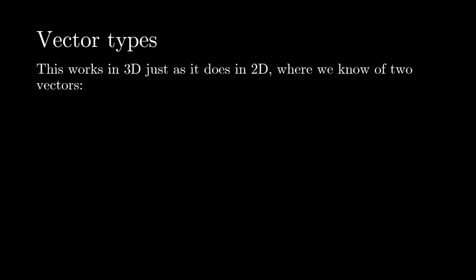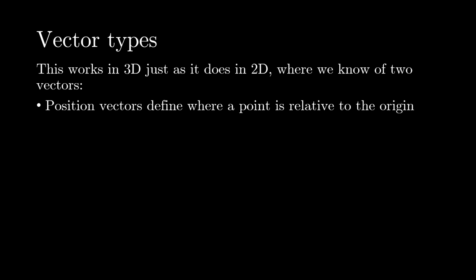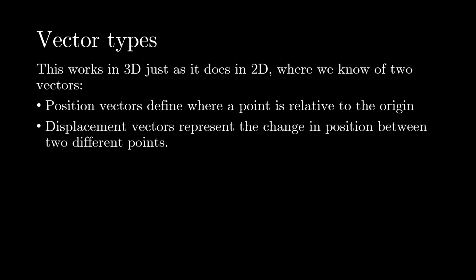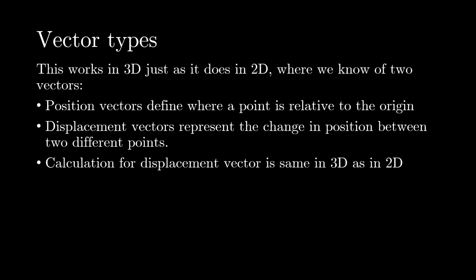Now let's talk about vector types in 3D. These work in 3D just as they do in 2D, where we know of 2 different types of vectors. The first is the position vector, which represents where a point is relative to the origin. And then of course we have displacement vectors, which represent the change in position between 2 different points. The calculation for the displacement vector is the same in 3D as in 2D, except we are also dealing with a Z component. Vectors in 3D are represented using the following notation. So they have the X component on the top, the Y component in the middle, and the Z component at the bottom.